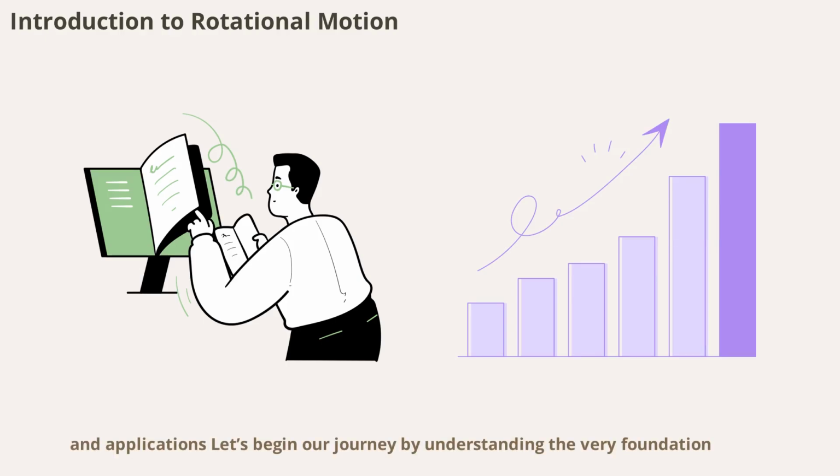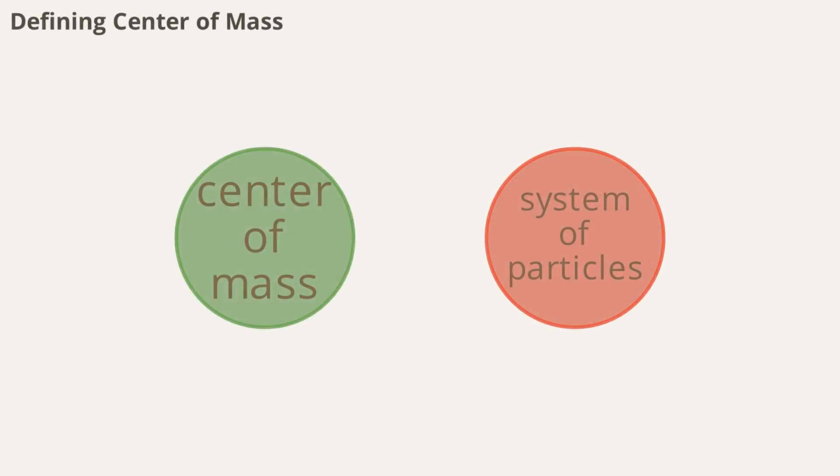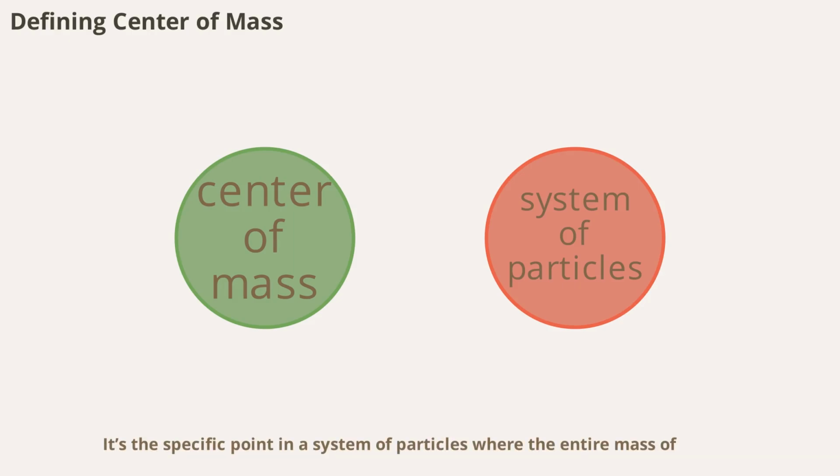Let's begin our journey by understanding the very foundation, the center of mass and how it governs the motion of systems. Center of mass is a fundamental concept in physics. It's the specific point in a system of particles where the entire mass of the system can be considered to be concentrated for the purpose of analyzing motion. Imagine balancing a ruler on your finger. The spot where it balances perfectly is its center of mass. This point helps us predict how objects will move when forces act upon them, making it a cornerstone for understanding both linear and rotational dynamics.